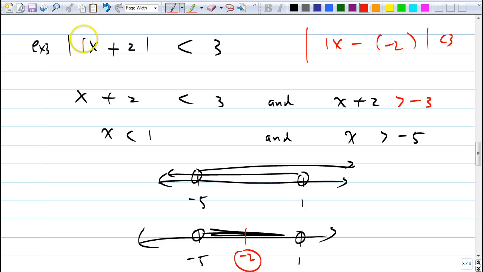Now, this only works if you have 1x. If you have other than 1, we'll deal with that later. But if you have 1x, this is the fact: if you have 1x minus something, that's the center, the number that comes after. Any questions on this? Can you do something like this for your homework tonight? Very good.